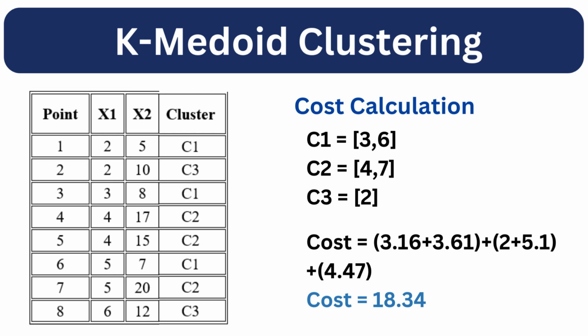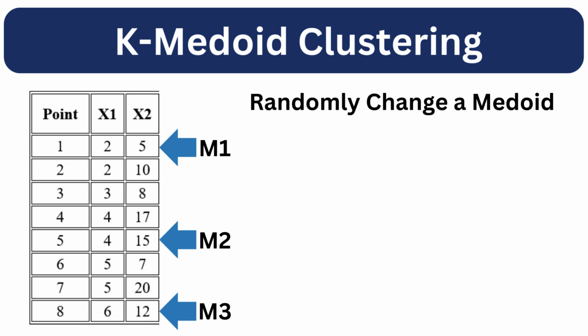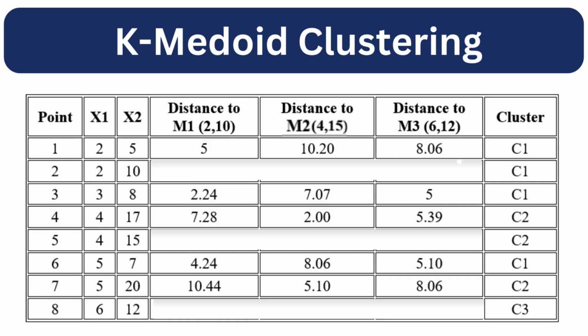Now we take an assumption that the medoids formed in the previous steps are not correct and we will randomly change a medoid with a non-medoid point. So let's say we change M1 to second point from the first point. So now the new medoid point is 210. We will again calculate the distance of each data point with each medoid and then assign them the clusters based on the minimum distance. So these are the final clusters we have.